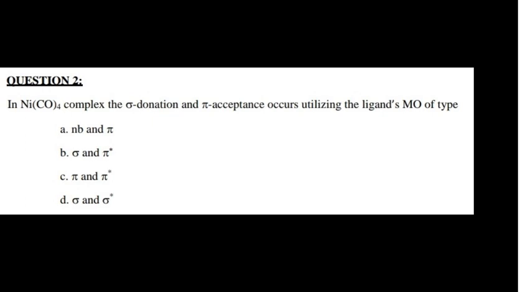The sigma donation takes place from the ligand's sigma orbital, and the pi acceptance takes place in the pi antibonding molecular orbital. So in that case, you can see this looks like the correct one. Sigma donation, so this sigma bond, a filled sigma orbital, and pi acceptance whenever you have the empty pi antibonding molecular orbital. Now moving to the next problem.